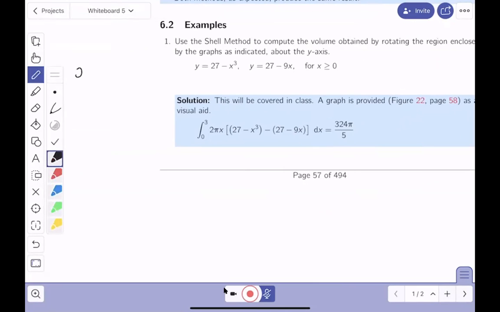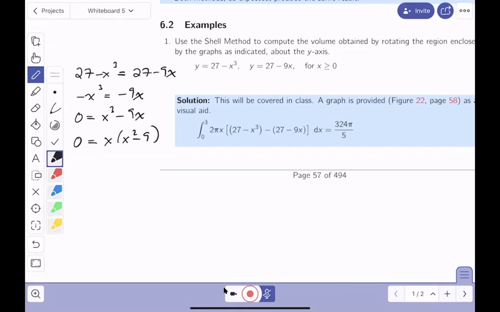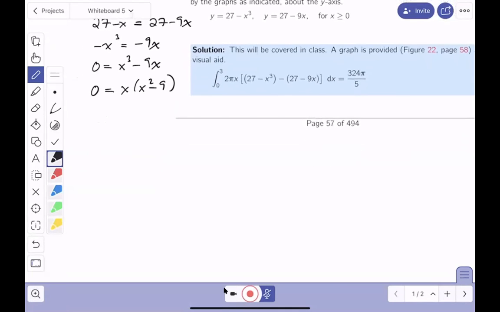So I'm going to write down 27 minus x cubed. When does that equal 27 minus 9x? Well, it doesn't look too bad. That's minus x cubed equals minus 9x, and then 0 equals x cubed minus 9x. Oh boy, this looks like it might go on forever. And then what do I get? I get x times x squared minus 9. So I actually have 3 points of intersection. One is going to be 0, the other one's going to be 3, and the other one's going to be minus 3. And those are the x values, by the way. I'll put the points down.